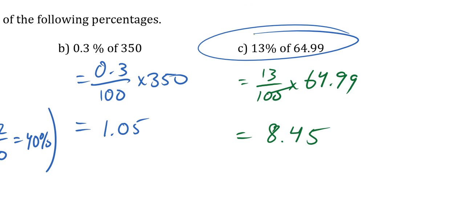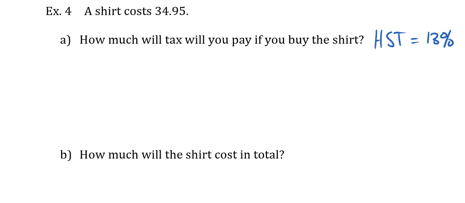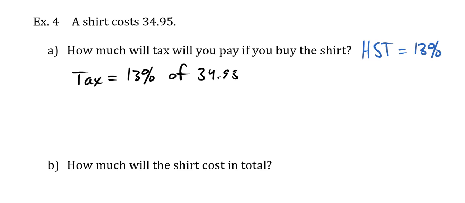So what we were calculating there was taxes on something that might cost $64.99. That looks like what might be the cost of something, because they like to put those 99 cents on, or sometimes they put 95 cents on. So let's take a look at this. Taxes will equal 13%. You don't have to write all of this down. The shirt is $34.95. Now we're going to calculate it, which is 13 over 100 times $34.95, and go ahead and figure out what that is.